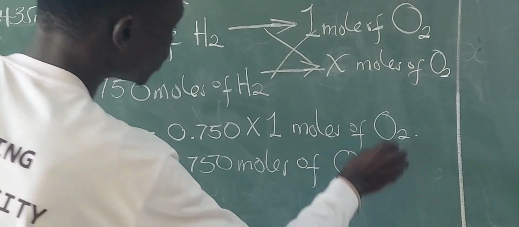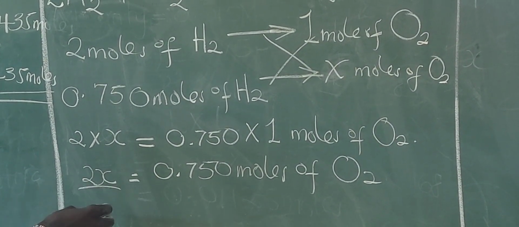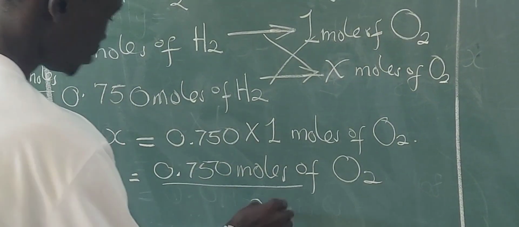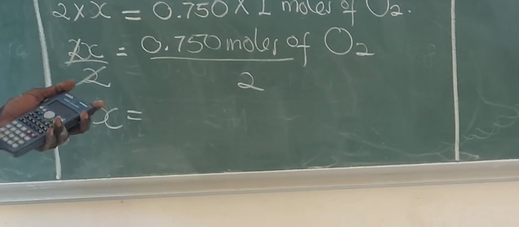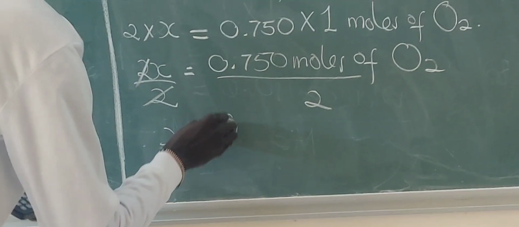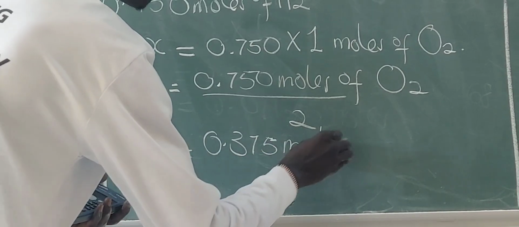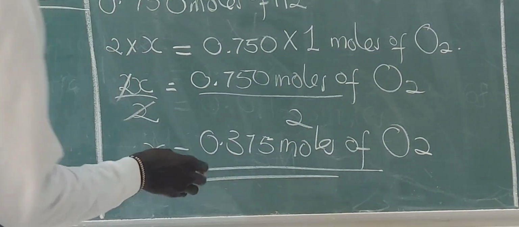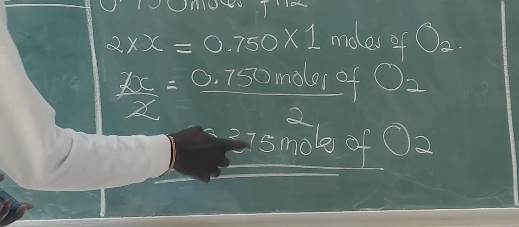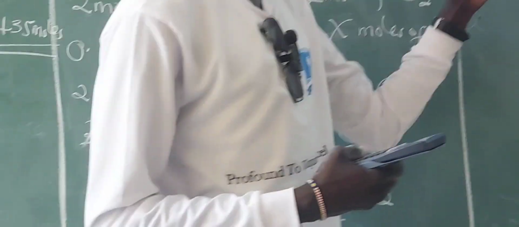Now you want x to remain as the subject of the formula, so divide by 2. Here we are getting x equals 0.750 divided by 2, which is 0.375 moles of oxygen. So this is the answer: 0.375 moles of oxygen.